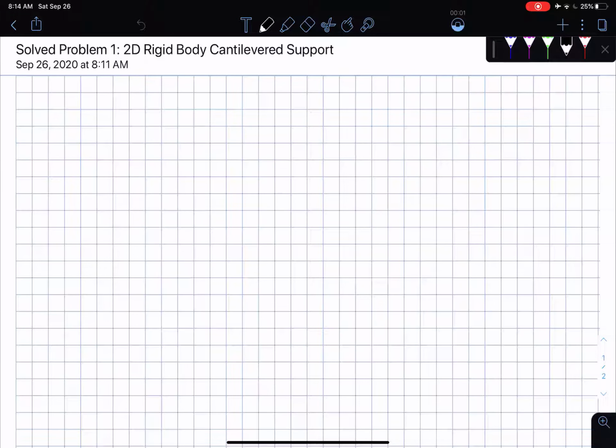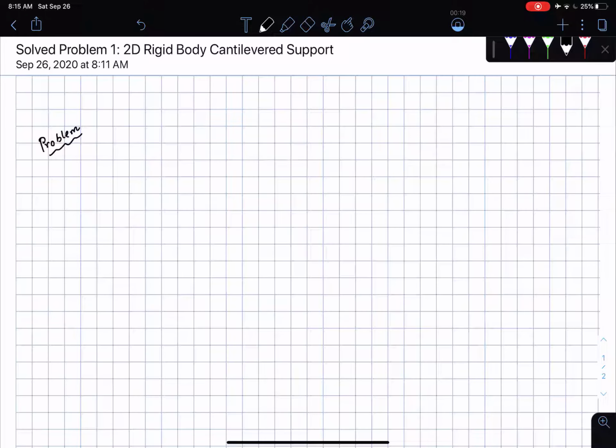Hello everyone. We're going to be solving a problem on 2D rigid body equilibrium. This is an example of a cantilevered support or a cantilevered beam. Let me first draw the figure.